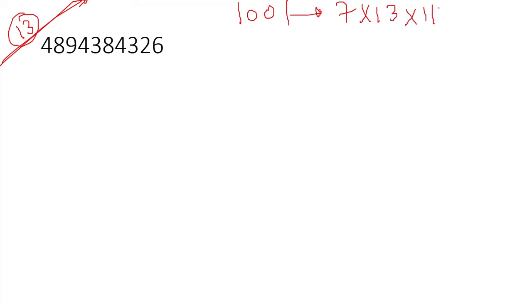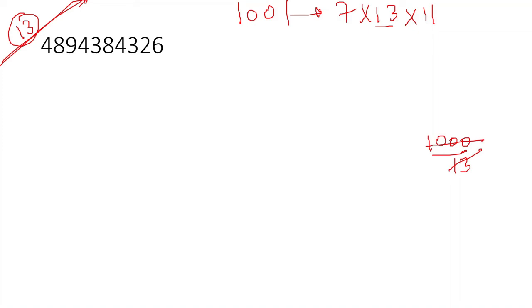Similarly, let's check it for 13. The case is the same for 13 also. 13 also comes in this 1001, 7 into 13 into 11. Now if you divide 1000 by 13, you get remainder minus 1.